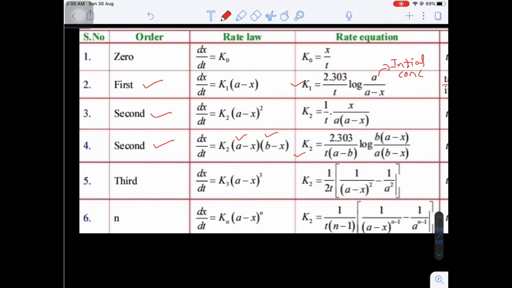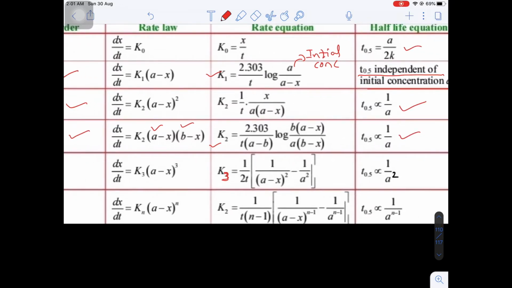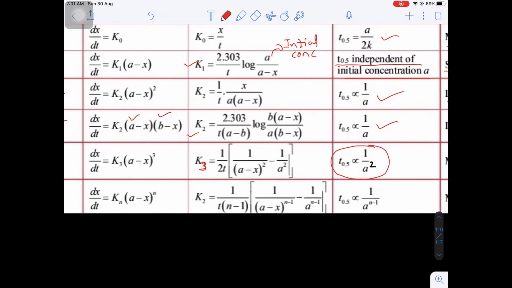Now come to third order kinetics. Here I am writing K3: 1 by 2t, 1 by a minus x whole square minus 1 by a square. Are you getting my point? Now the T50 is inversely proportional to the square of the initial concentration. Now here for a general nth order reaction, we just derived this expression.